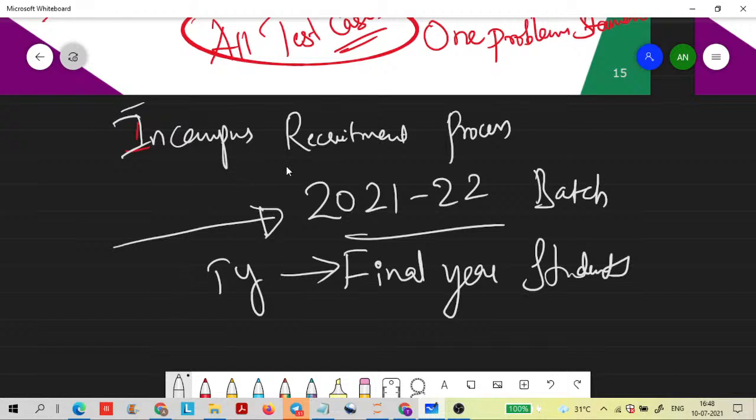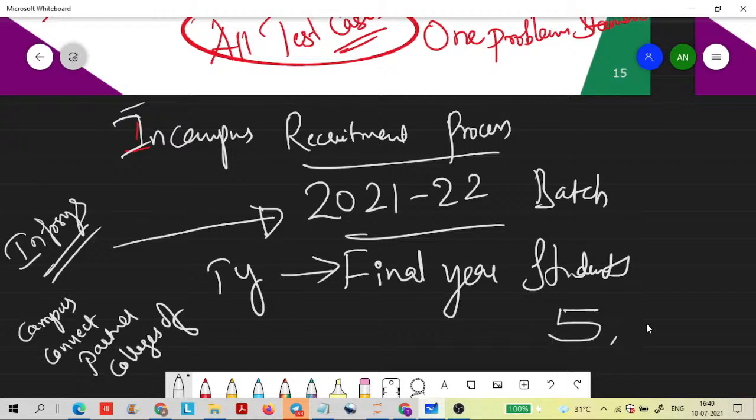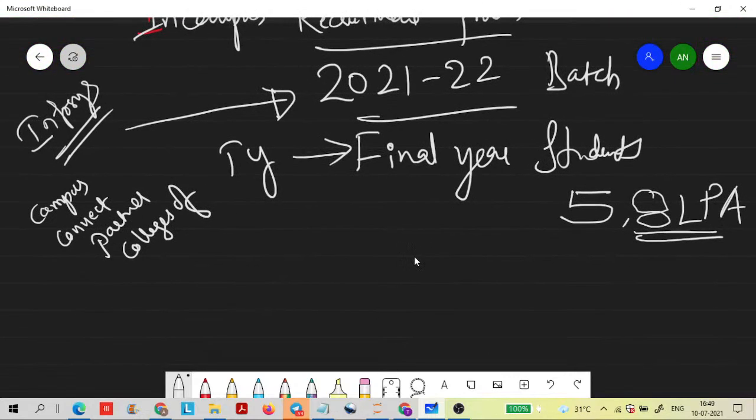And this particular recruitment process is only with the campus connect partner colleges of Infosys. So as I covered, I hope I have covered all the important points required for this placement process. The package is also higher, as they are paying 5 or 8 lakh per annum, so the difficulty level will be more, and there will be section wise cutoff also.